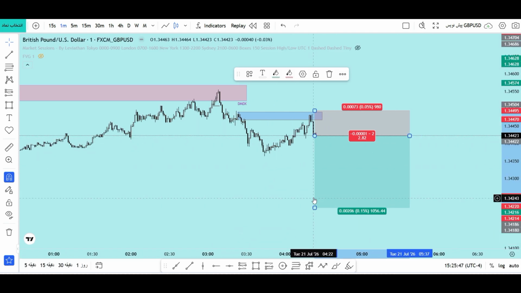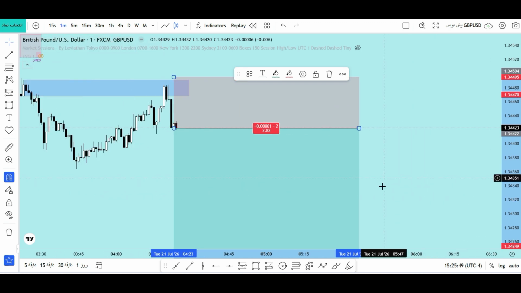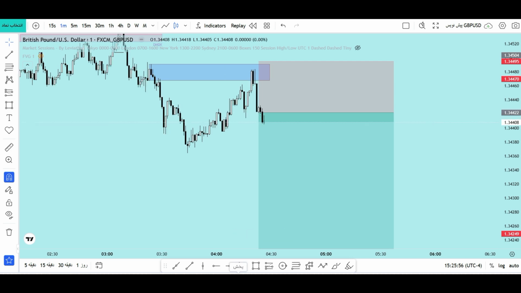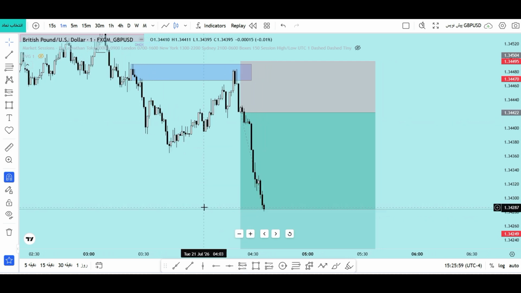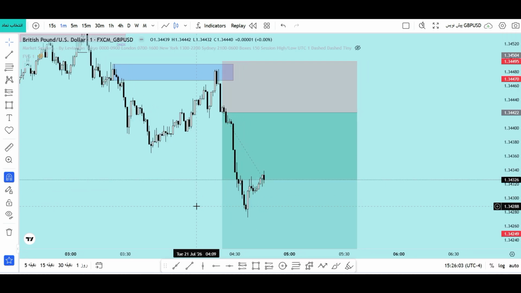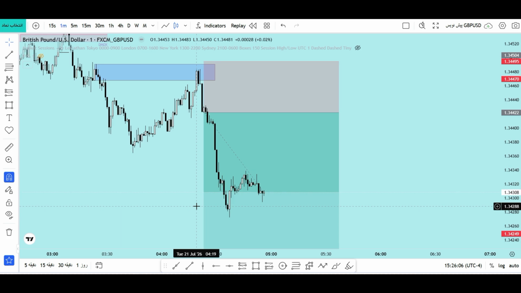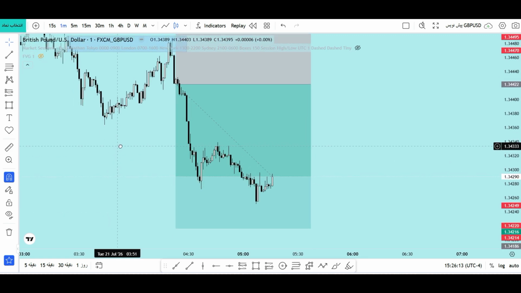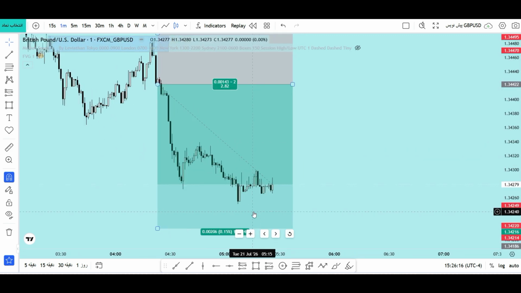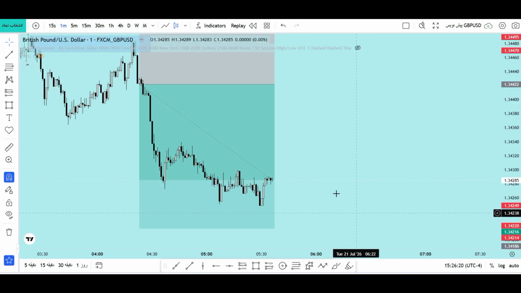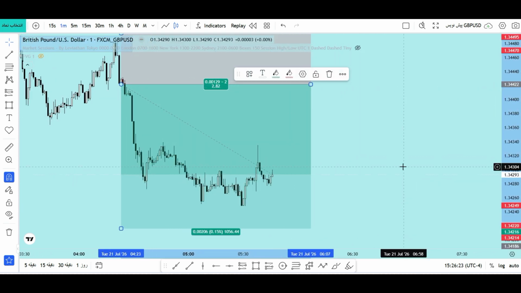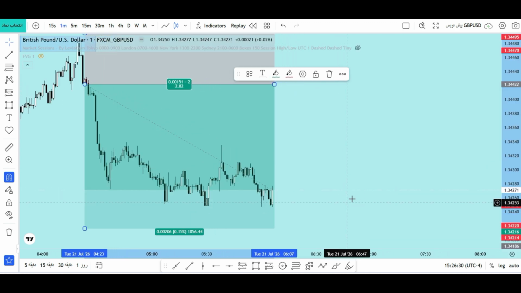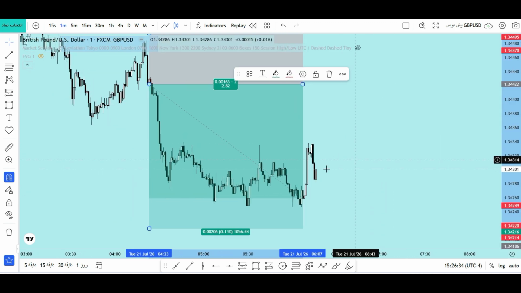Okay, zoom in, see what is going on. We are waiting for price to hit our TP. Oh, this goes up.